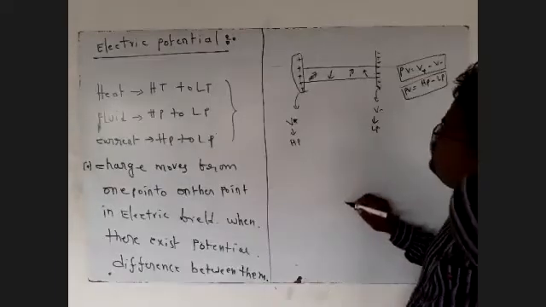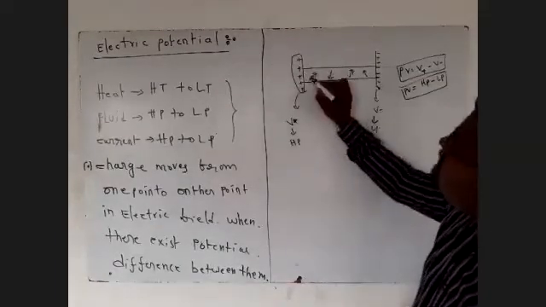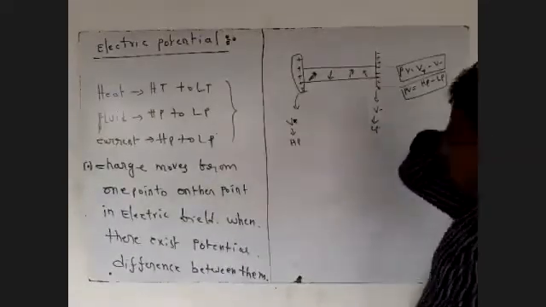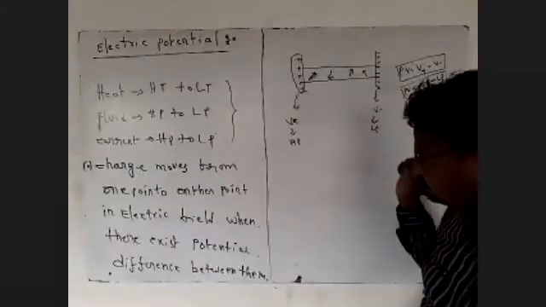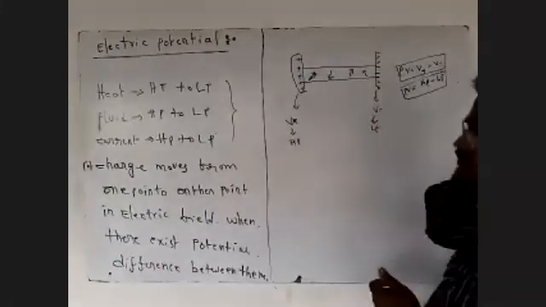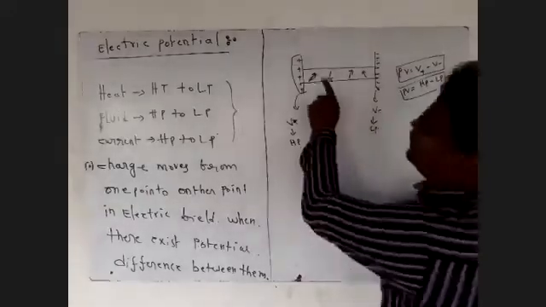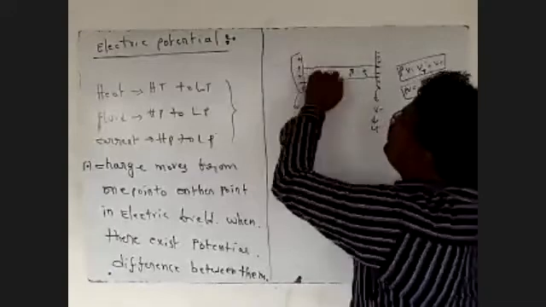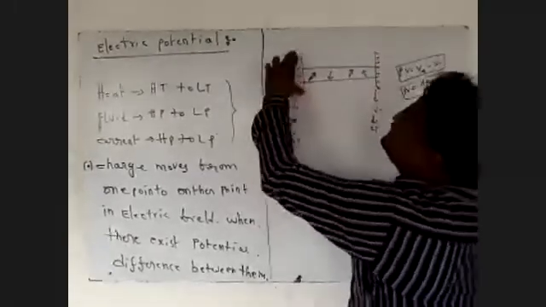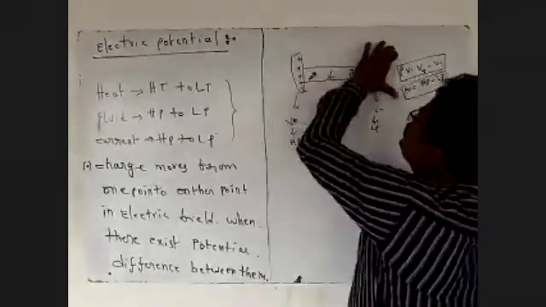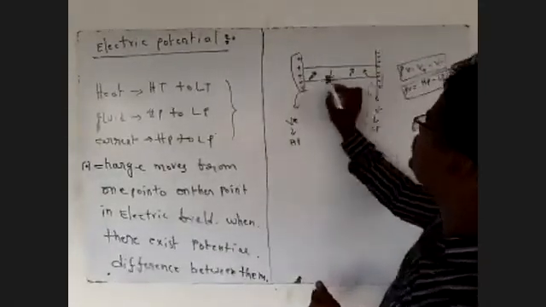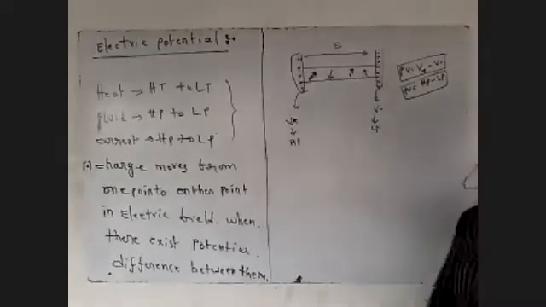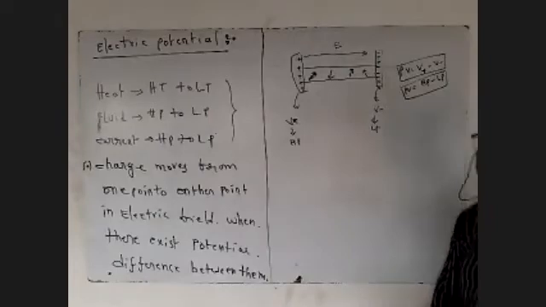Now here, this is the positive plate and this is the negative plate. This is an electron, moving in this direction, upward. So the electric field is set up from positive to negative. This is the direction of the electric field.